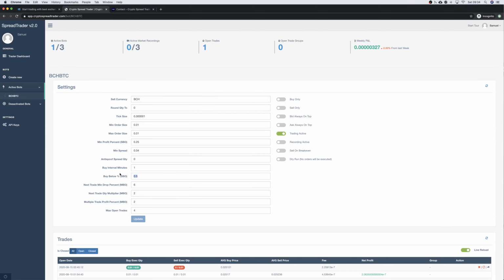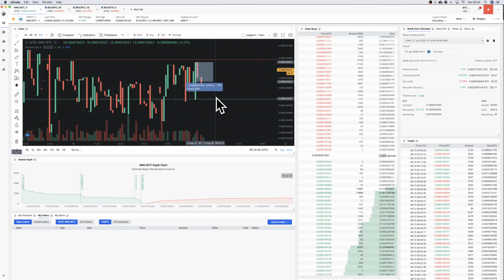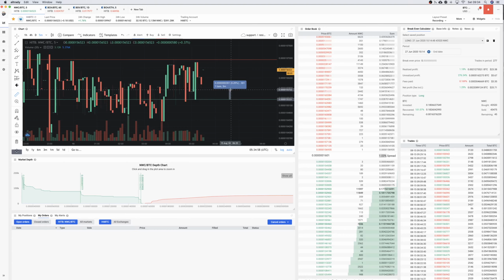So this is the buy below percent SBO. Now the target is the min profit percent SBO, which is 0.25. Basically it will place limit orders on top of the order book, and when it's hit, it will automatically start to try to sell. Let's say we buy at this price, the minimum profit will be 0.25%. If we are lower than this, it will just cancel the sell order.